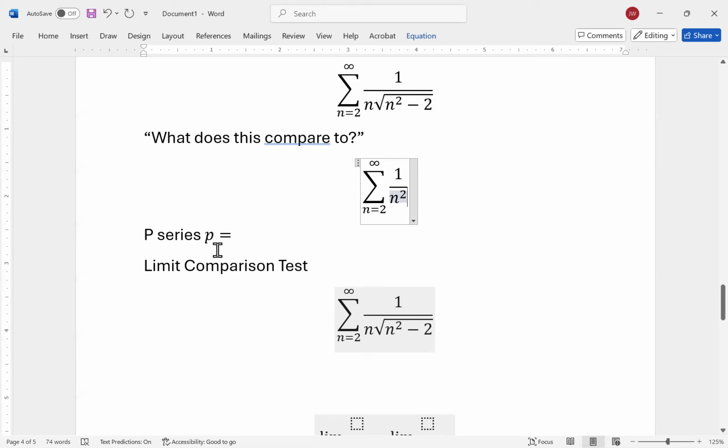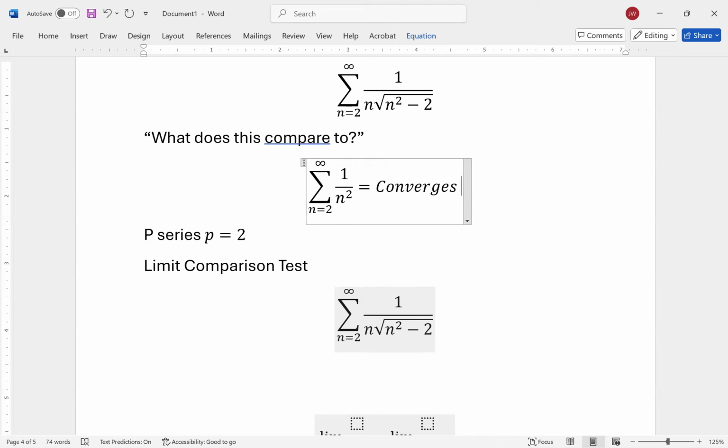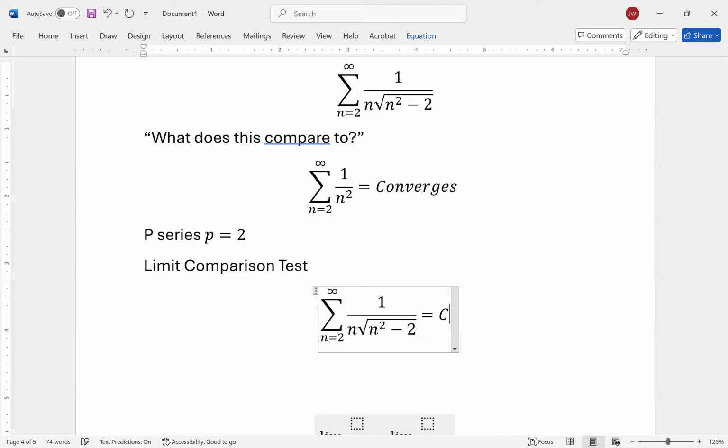Now that is a p-series with p of 2. Obviously, we start our count at n equals 2 rather than 1, but that's not going to affect anything as we saw earlier. This p-series, since p is 2, converges. I know in my head that the limit between these terms and these terms is going to be a real number that's not zero. So I know my infinite series also converges.